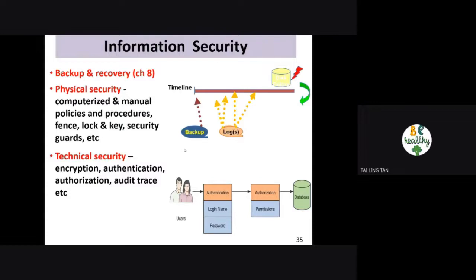Okay, for physical security, we have computerized and manual policy and procedural offenses, the lock, the key, and the security guard. For the physical part, we lock the door and prevent others from accessing the computer. This is essential. For the database, only allowed users go in to access this database, through physical access or login. Technical security: we try to encrypt the database.